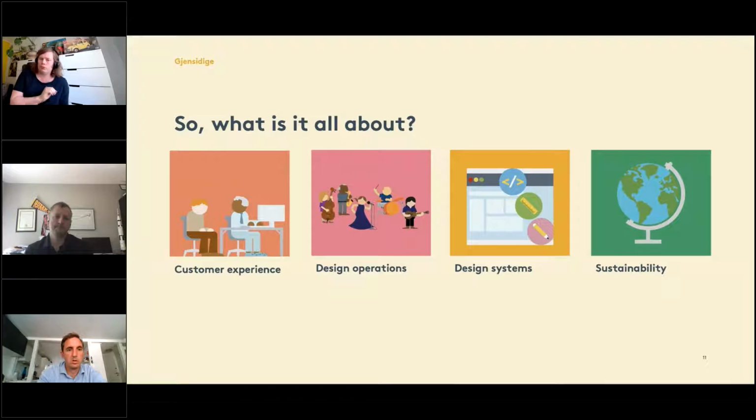So this design leadership, what is it all about? So I'm going to briefly touch upon these four subjects just to give context to, at least from my point of view, what's important to remember in terms of design leadership. So it's customer experience, it's design operations, it's design systems, and of course, sustainability.